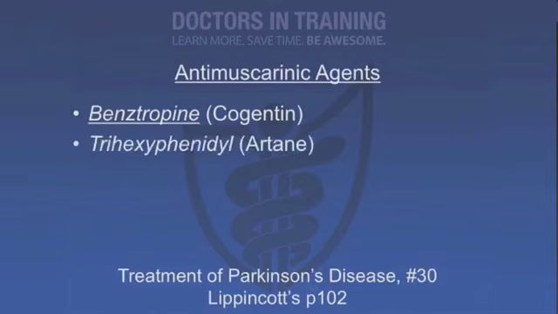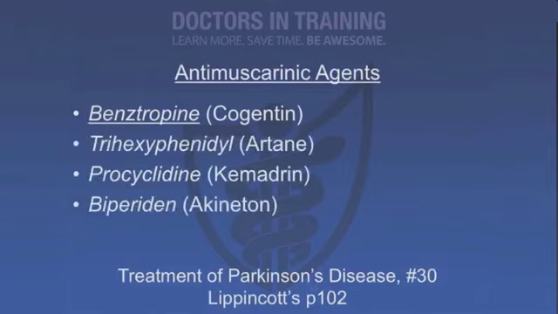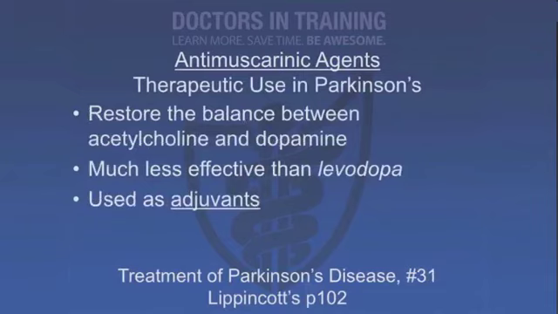There's a drug, trihexyphenidyl, procyclidine, and biperiden. So all these drugs block cholinergic transmission, and again, they're restoring the balance of acetylcholine to dopamine. These drugs are generally much less effective than levodopa. They're only used as adjuvants, and individual patients may respond more favorably to one drug than they do to another. The adverse effects of these antimuscarinic agents are similar to those we see with high doses of atropine.